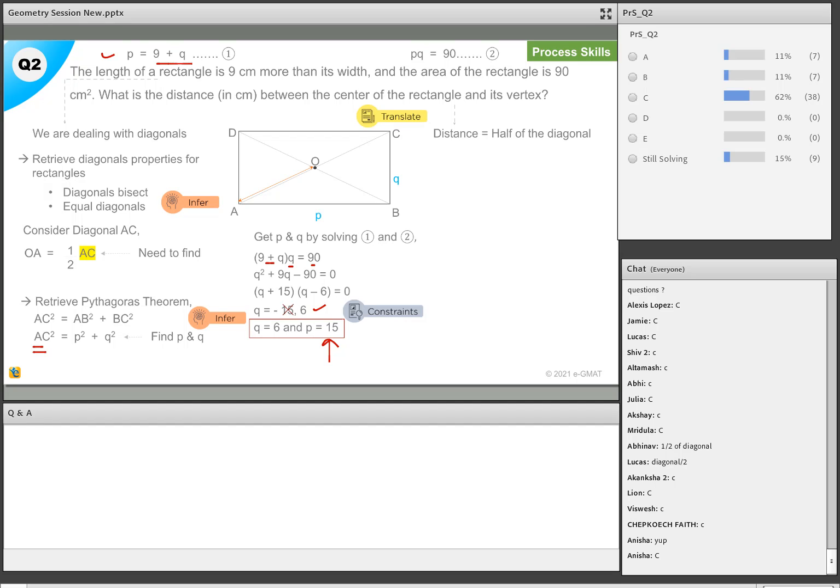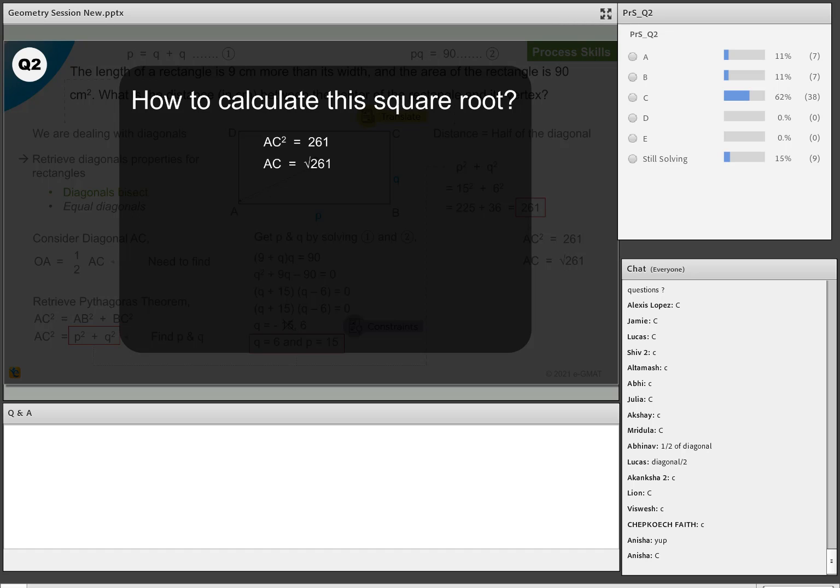I would now find out the value of AC square. So P square plus Q square would be equal to 15 whole square plus 6 whole square. That's equal to 225 plus 36, which gives me a value of 261. So the value of AC whole square is equal to 261, or the value of AC is equal to root under of 261. Now that I get the value of AC, I need to calculate the value of OA. That's half of AC, or half of root 261. But the challenge over here is, how do I simplify this number 261? It's not a that good looking number to me, right?